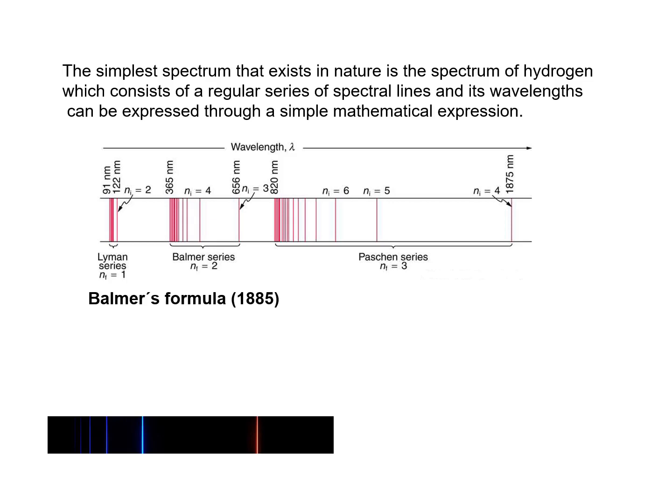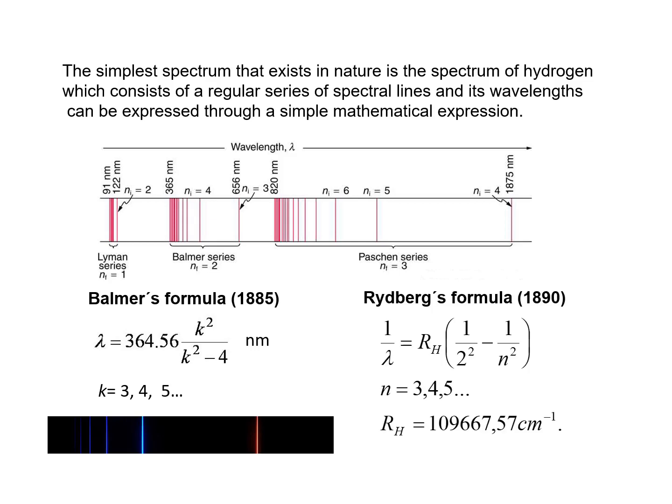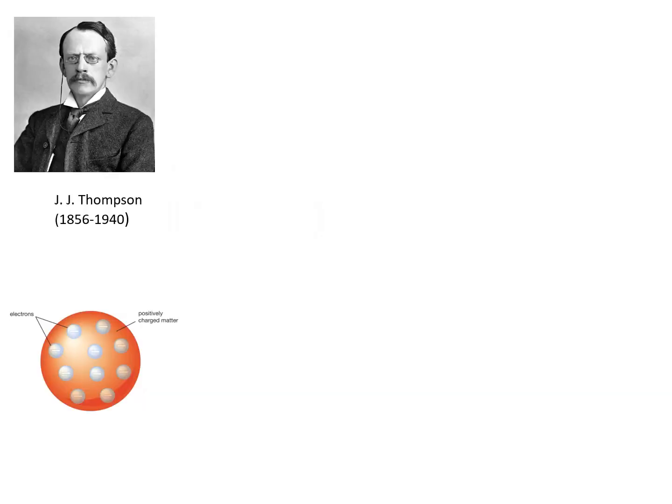In 1885 Balmer proposed an empirical expression to calculate the different wavelengths of the visible spectrum. In 1890 Rydberg proposed an expression to calculate the wavelengths belonging to the different series observed in both the ultraviolet and infrared regions. To understand why hydrogen emits this way when excited, we need to review some historical facts.